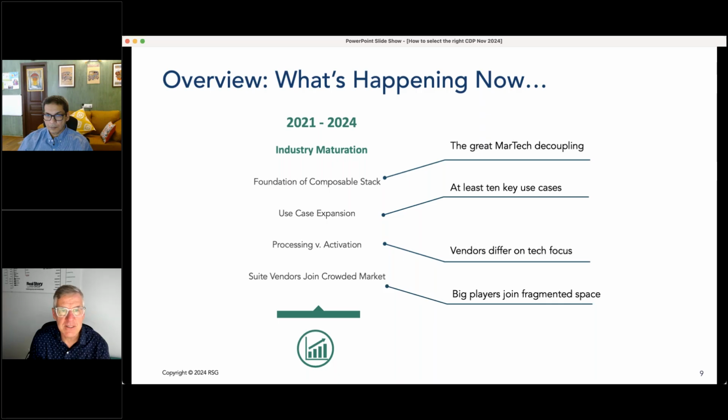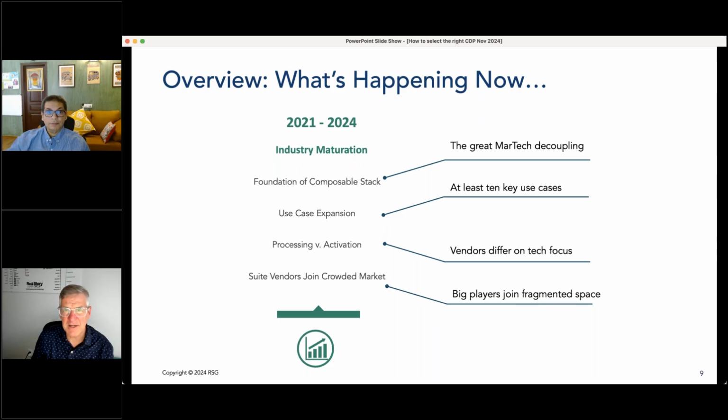So let's look at some current trends. In the last 3 years or so, we describe what we call an industry maturation. There's the great MarTech decoupling that we're seeing with the advent of legless. There's use case expansion for CDPs, for better or worse. There are at least 10K use cases that CDPs target. I'll talk about that a little later when we get into selection mode. There are issues arising about the scope of CDP. Is your CDP more focused on data processing versus activation? Vendors differ here. It's a key architectural distinction we'll get into.